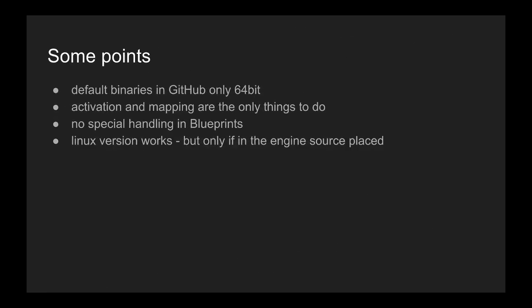Some points. Default binaries in the GitHub I deliver are only for 64-bit. There is no activation or mapping to do if you want to use the plugin. The only way is via the action mapping, so there is no special handling in the blueprints. The Linux version works, but only if you have the plugin placed in the engine sources itself and compile the whole engine with the plugin included.